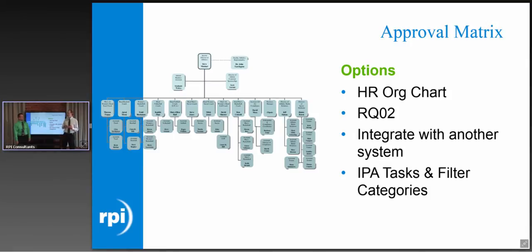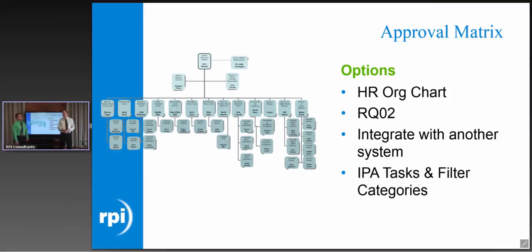But IPA itself has its own data structure where you can hold approvers, and that's called tasks and filter categories. It was available in process flow as well. I think in IPA, it's a bit improved mainly because of the user interface you use to go and maintain that.